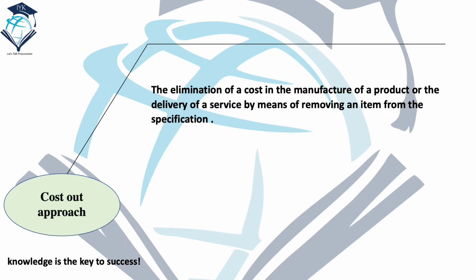For example, you have seen many different types of stretchers or beds in hospitals, and they have different specifications and different capacity. So on the basis of the specification, their cost has been allocated. If you want to go for the cost out approach, you will remove all those extra specifications which are not required for the organization or the business. That is known as the cost out approach.